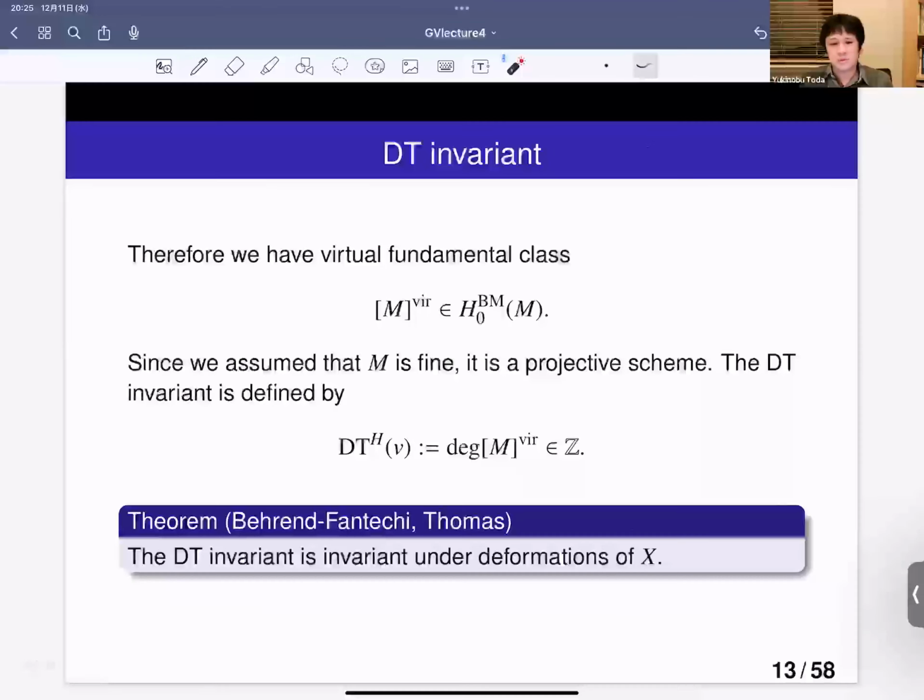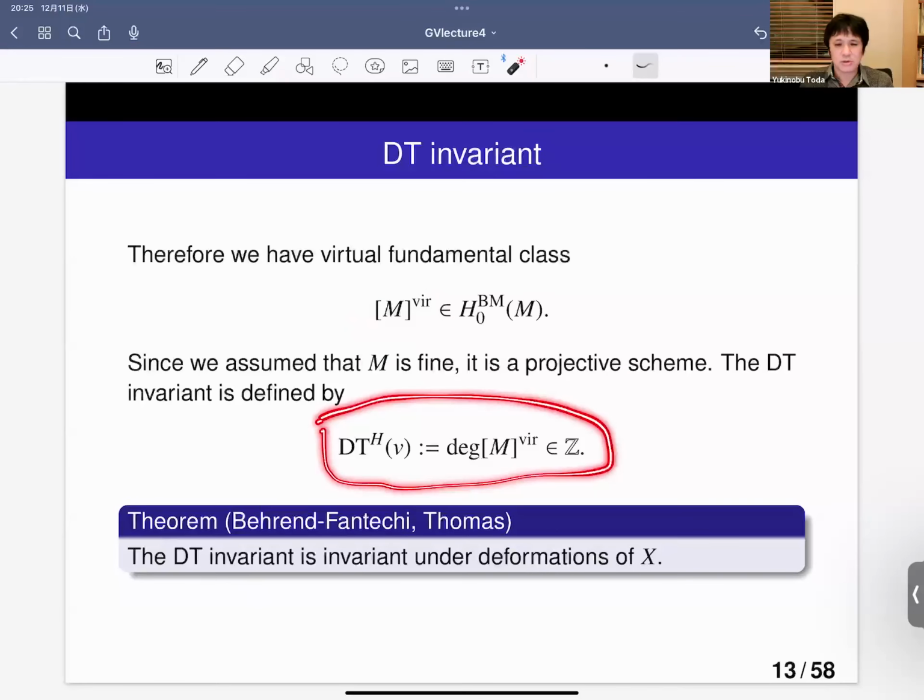So from what I have explained so far, there is an associated zero-dimensional virtual fundamental class. And since I assumed M is fine, it is a projective scheme. So by taking the degree of this zero-dimensional virtual class, I get the invariant. This is the original Donaldson-Thomas invariant. And in fact, this is invariant under deformation of the complex structure of X. This is a general phenomenon which happens for enumerative invariants defined using the virtual fundamental class.